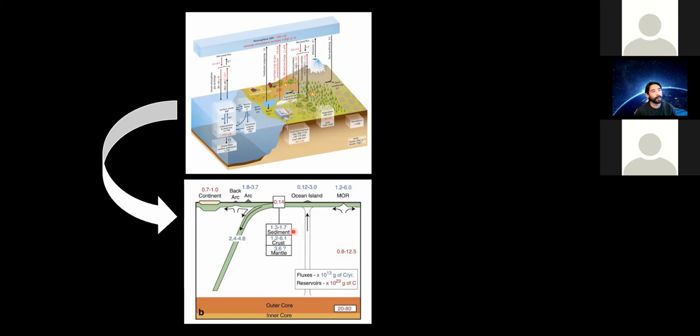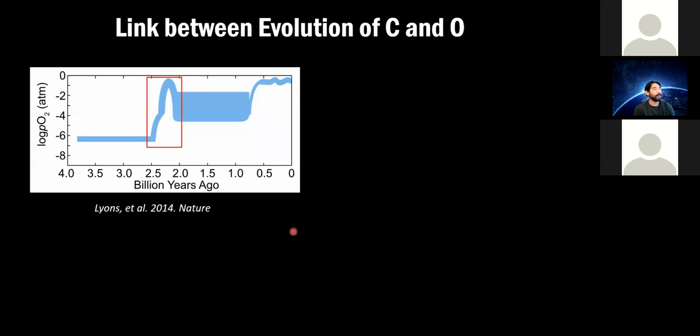So it becomes important to think about how the surface carbon cycle is affecting the deep carbon cycle, as well as how the deep carbon cycle affects the surface cycle. And so for the rest of the talk, this is what I'm going to be exploring: perhaps the relationship between these two cycles might play a role in the evolution of oxygen and the carbon isotopes on Earth.